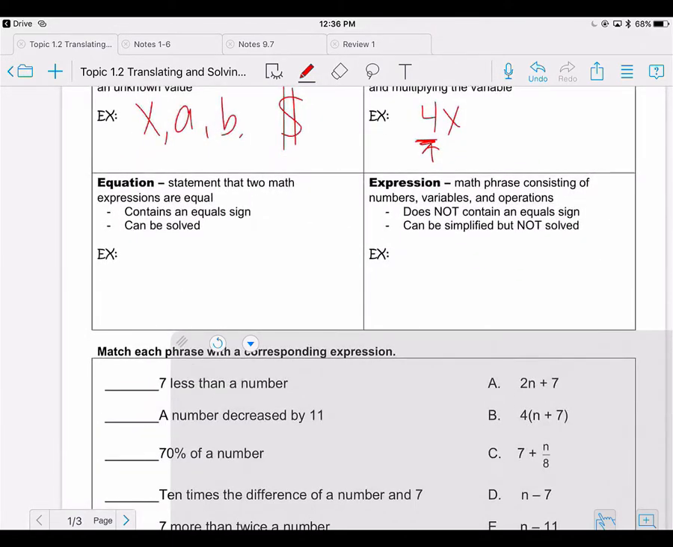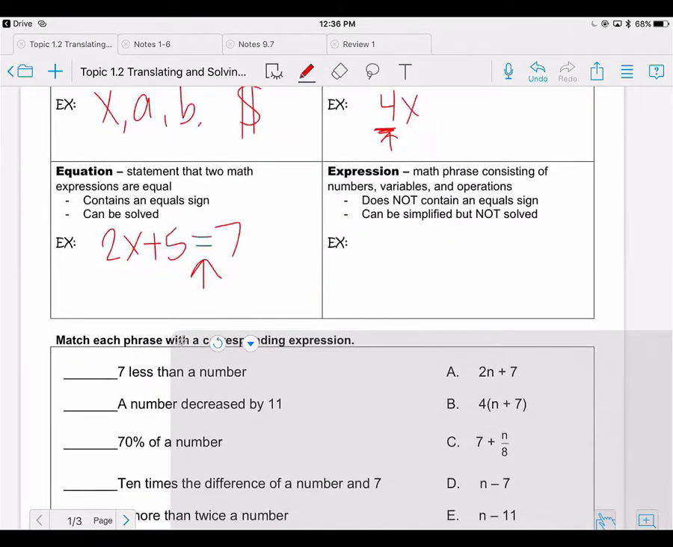An equation is a statement that two math expressions are equal. It contains an equal sign and it can be solved. So something like 2x plus 5 equals 7 is an equation because of that equal sign. Whereas an expression is a math phrase consisting of numbers, variables, and operations, but does not have an equal sign and cannot be solved. So something like 2x plus 5. Doesn't have an equal sign. It could be simplified. This one cannot be, but an expression in general could be simplified but can't be solved. In this case, we don't know what that expression is set equal to, so we don't know how to solve. We couldn't say what x was for sure.